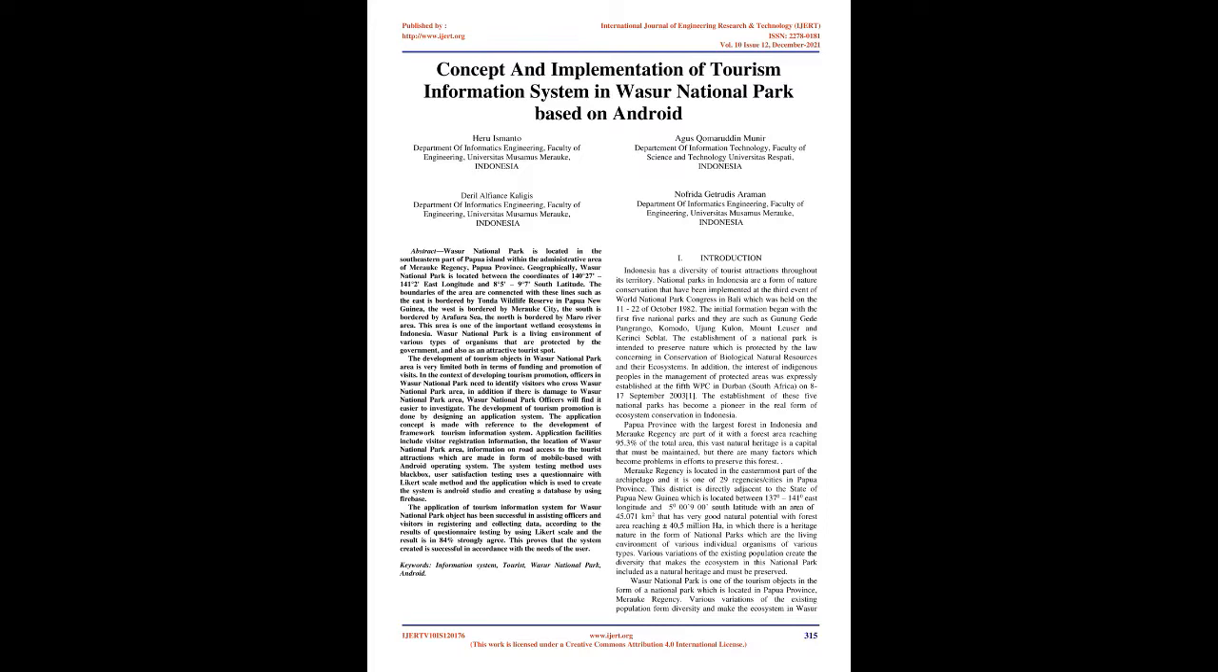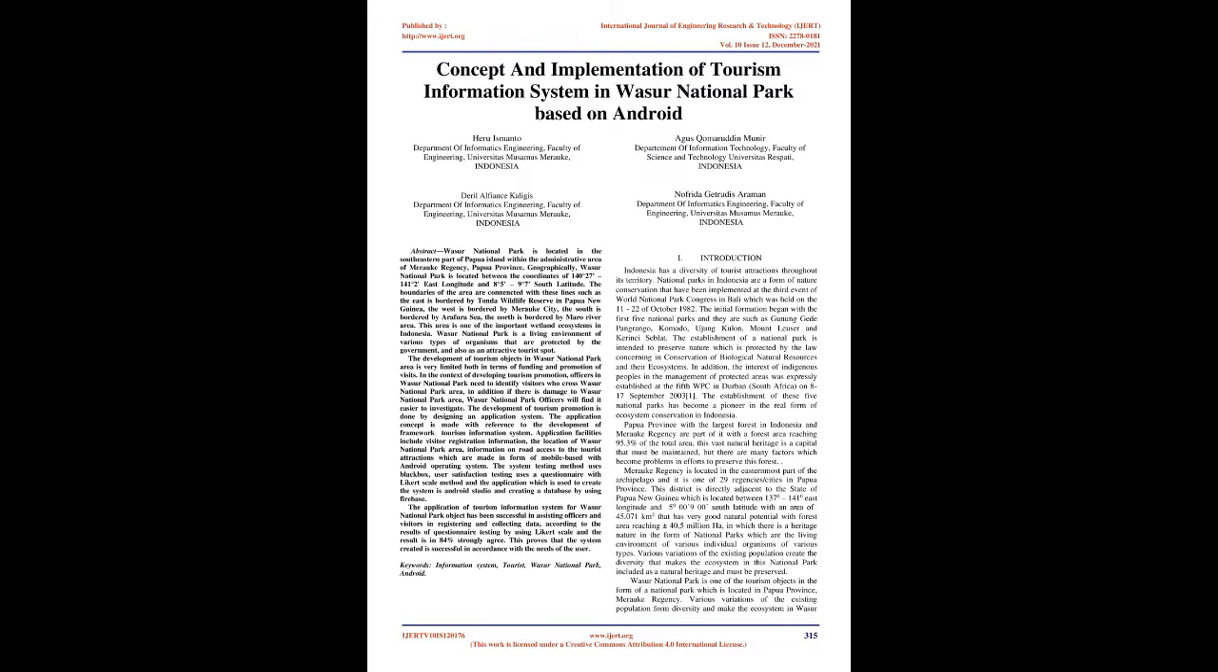This area is one of the important wetland ecosystems in Indonesia. Wasur National Park is a living environment of various types of organisms that are protected by the government, and also an attractive tourist spot. The development of tourism objects in Wasur National Park area is very limited both in terms of funding and promotion of visits. In the context of developing tourism promotion, officers in Wasur National Park need to identify visitors who cross Wasur National Park area. In addition, if there is damage to Wasur National Park area, officers will find it easier to investigate.